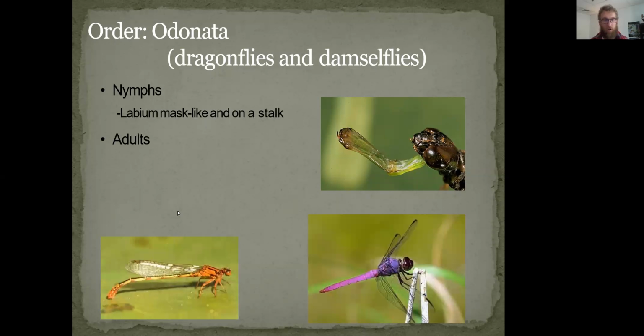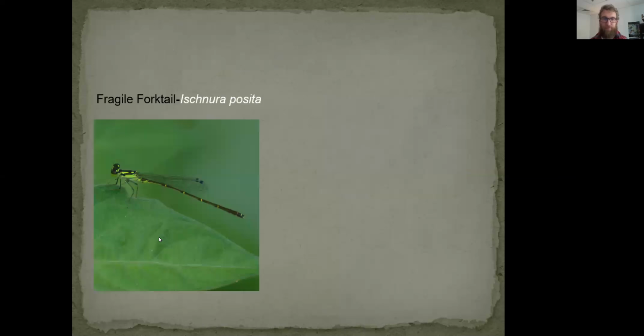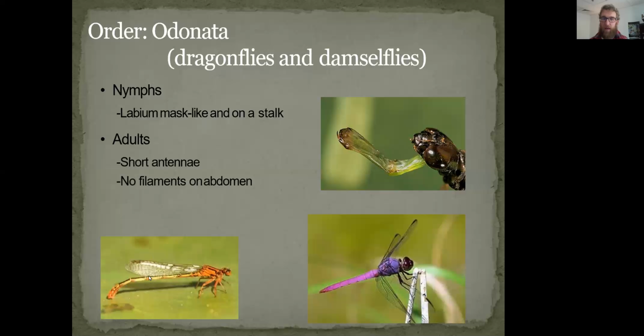Now the adults, also predatory. They got short antennae like a lot of the other flyers, and no filaments on the abdomen. You know, obviously damselflies, they're the slighter of the two, keep their wings folded on their back when they land, and dragonflies a little bit more robust and open their wings up when they're landing.